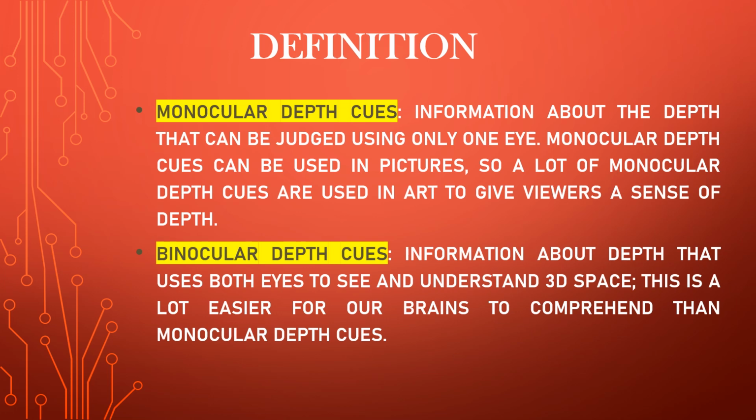Next is binocular depth cues. It is the information about depth that uses both eyes. In monocular depth cue, only one eye is used, and in binocular depth cue, both eyes are used to see and understand the three-dimensional space. This is a lot easier for our brain to comprehend than the monocular depth cues.